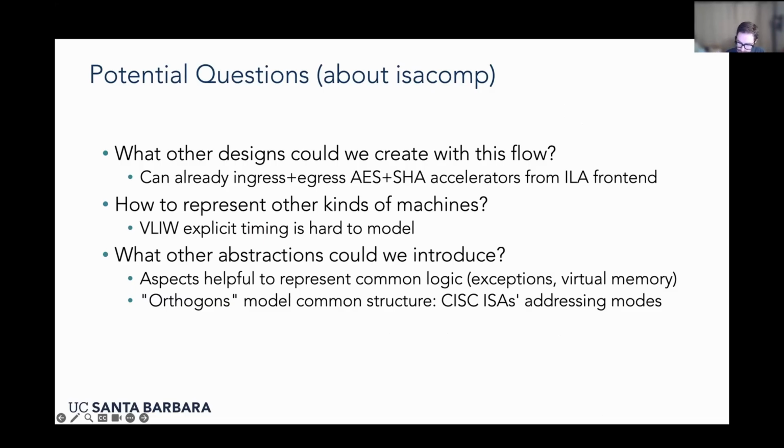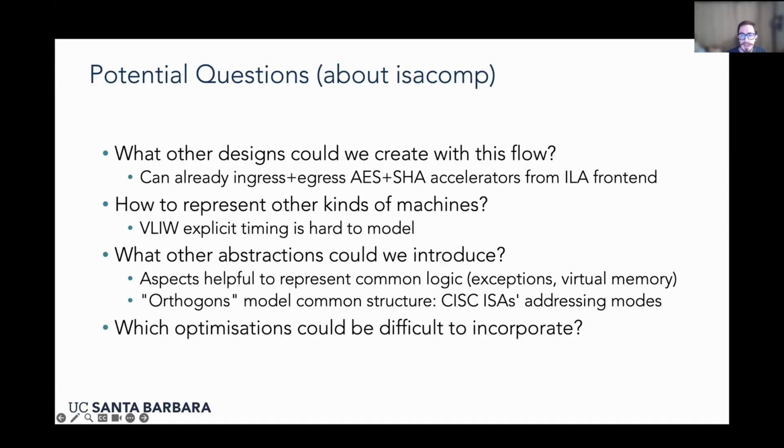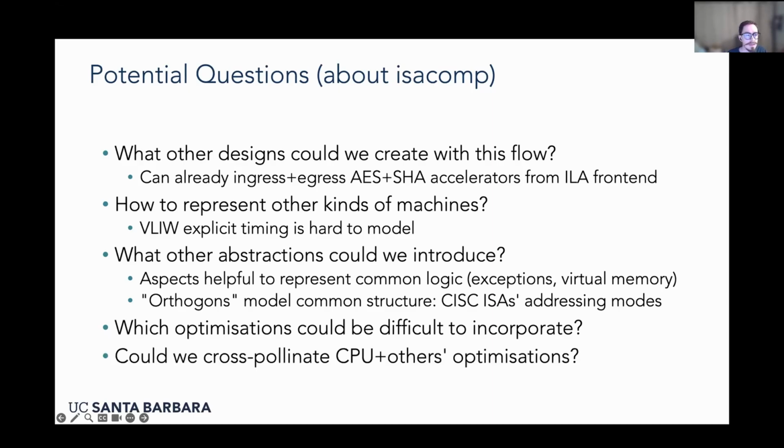If you look at ILA, you look at SAIL, they have models of fetch and decode and execute, and this thing's just a big bag of semantics. I've been taking advantage of aspect-oriented programming, which is super weird because no one has ever taken advantage of aspect-oriented programming. I also have this concept of an orthogon for orthogonal ISAs, which is some term that they invented decades ago that we don't use anymore. I want to know which kinds of optimizations may be difficult to incorporate into the system, and also could we cross-pollinate between CPUs and other kinds of optimizations that we apply in general.